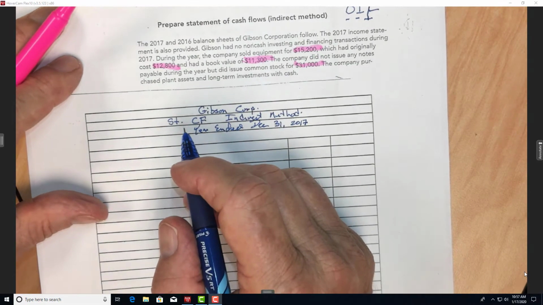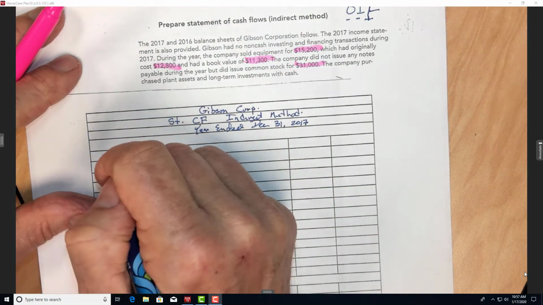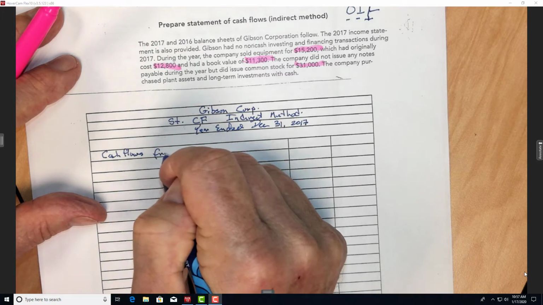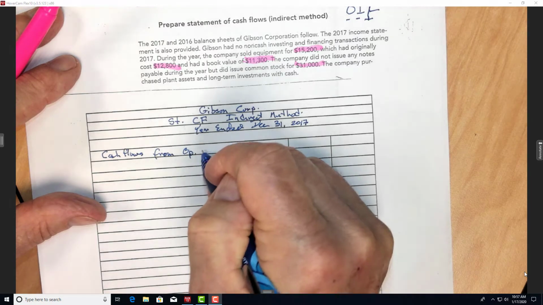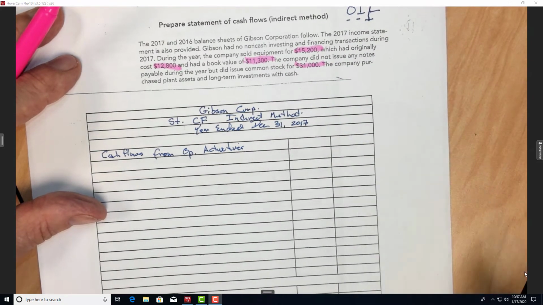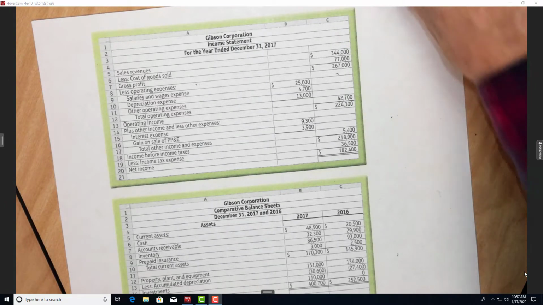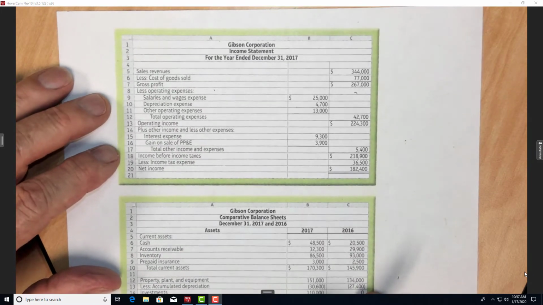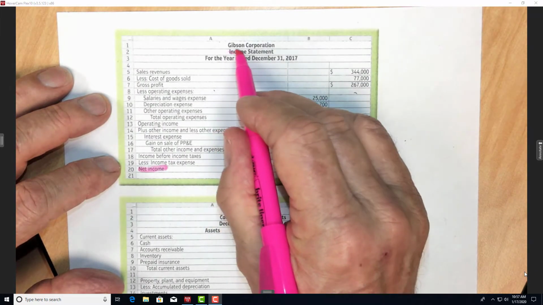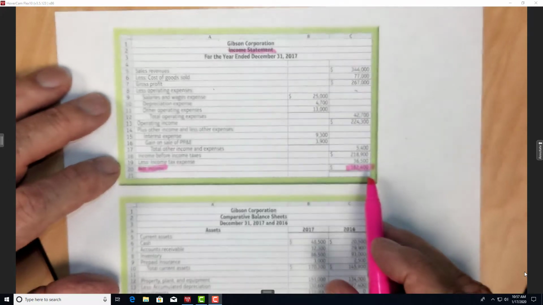So the first thing that we want to do is look at the cash flows from operating activities. The OIL, operating activities. Well, where do we start? We have to first look at the income statement and the balance sheet. What we really want to do is drop to the bottom line, the net income, and I'm going to highlight it. So this is the income statement, and this is the net income.